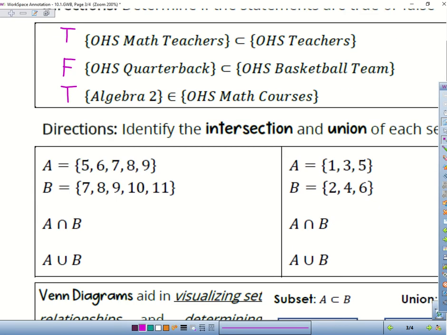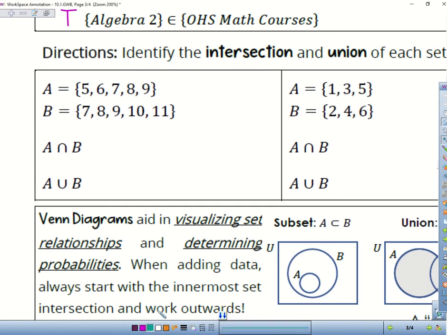So now we're going to deal with a numerical portion of set theory. We are going to do an intersection and then a union. Intersection is what the sets have in common. What do these two sets have in common? 7, 8, and 9. Good, 7, 8, 9.